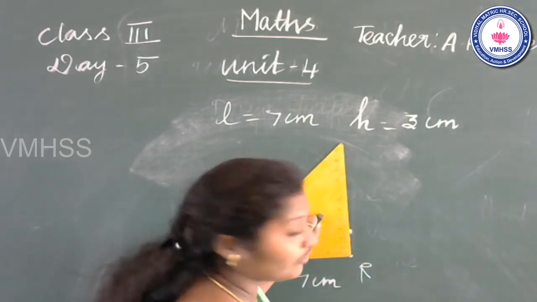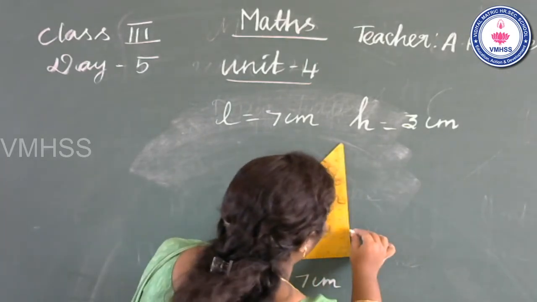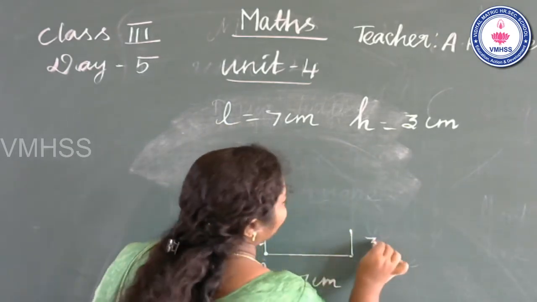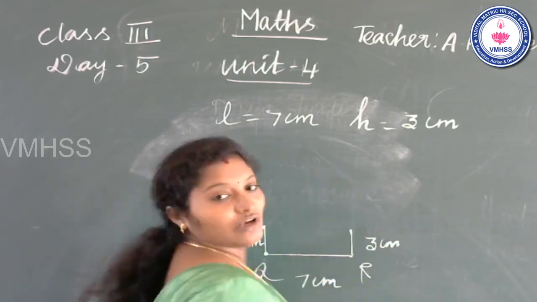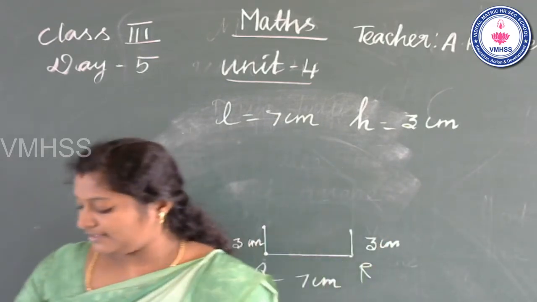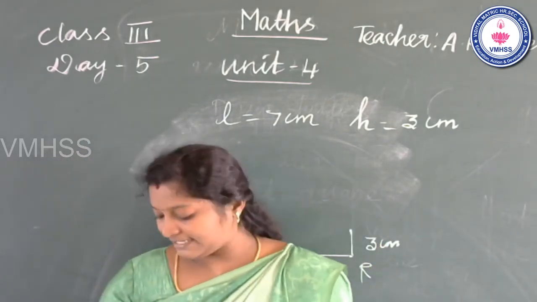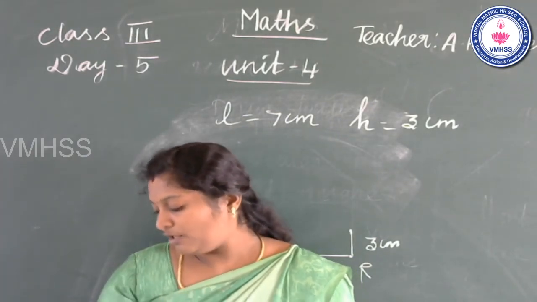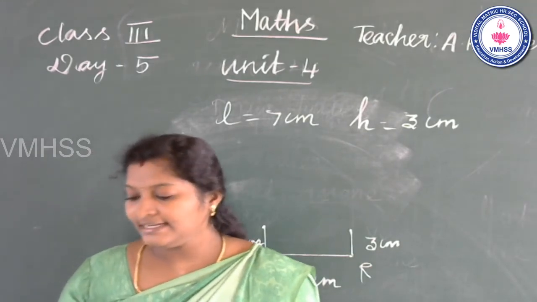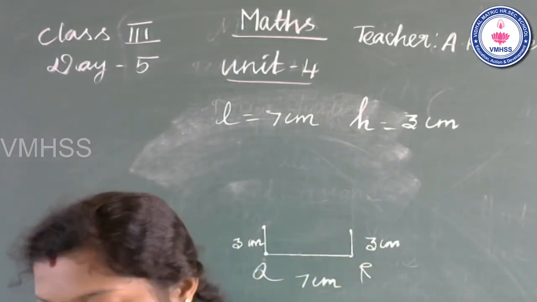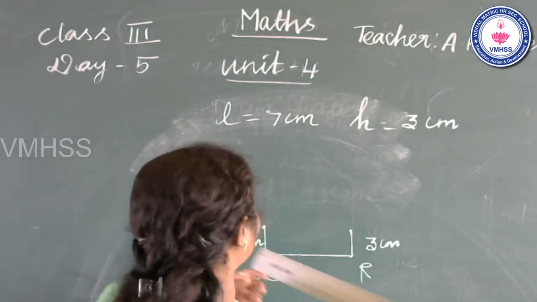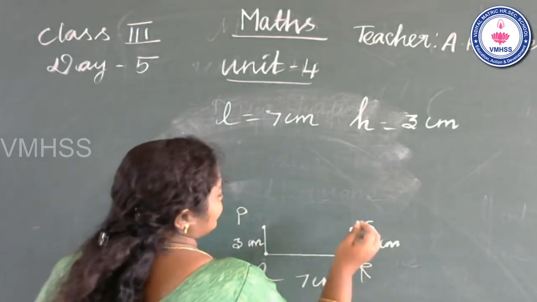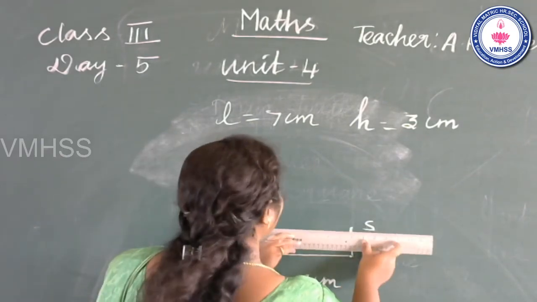Listen carefully. This is 3 centimeter of another height. Do you understand? Yes. What is the next step? Join P and S to form a rectangle. Join P and S using a ruler. This one is P and this is S. So join P and S.